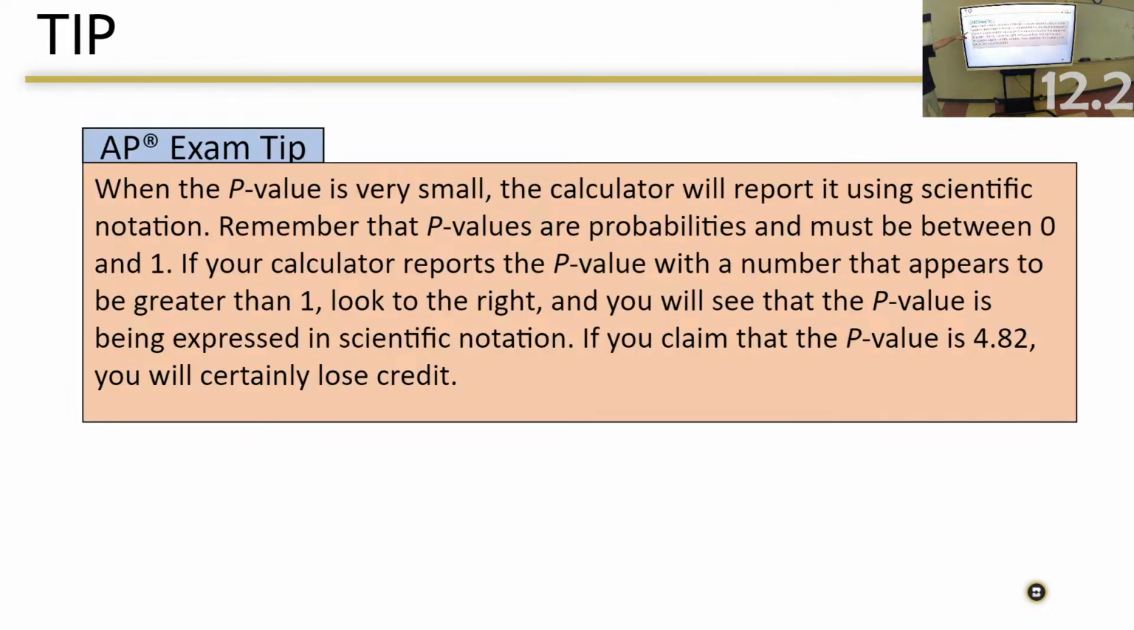This happens a lot in this chapter. When the p-value is really, really small, the calculator will report it using scientific notation. Remember, p-values are probabilities and must be between 0 and 1. If your calculator reports a p-value as a number that appears greater than 1, look to the right and you'll see that it's in scientific notation. If you claim that the p-value is 4.82, you're going to lose more than credit. I'm going to drop A's to B's and B's to C's and C's to D's and D's to F's. And if you're already at F, I'm going to drop you further. Because there's no way the p-value is bigger than 1.